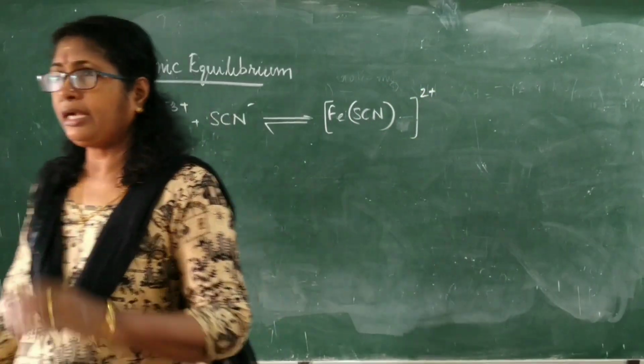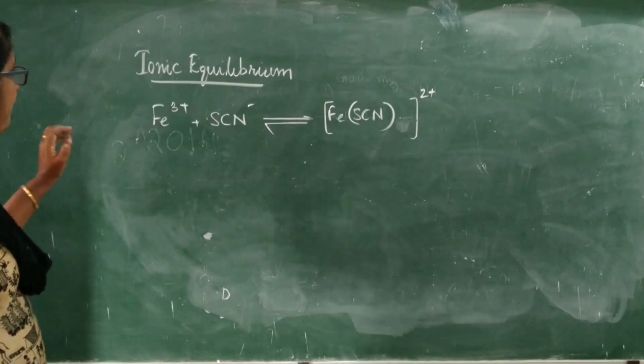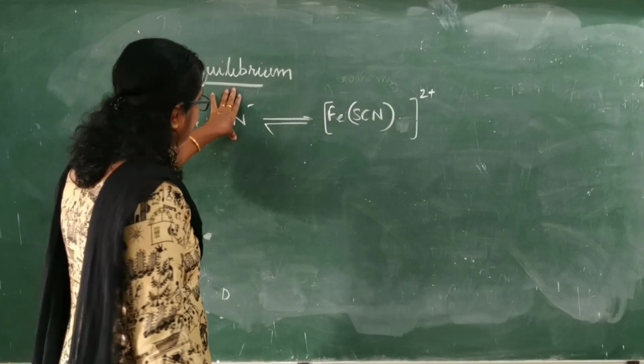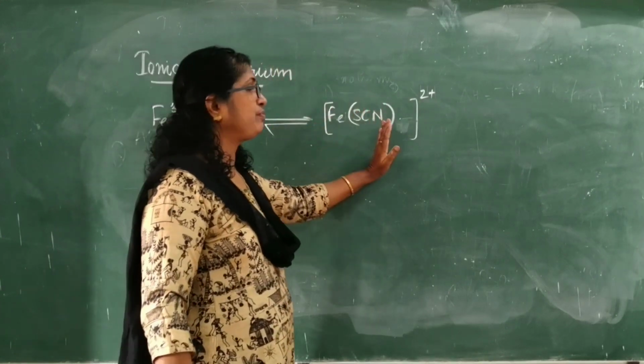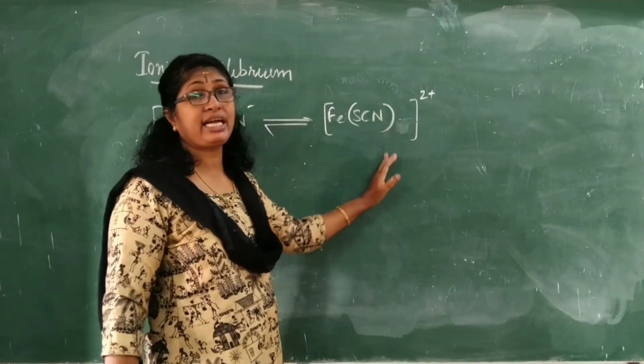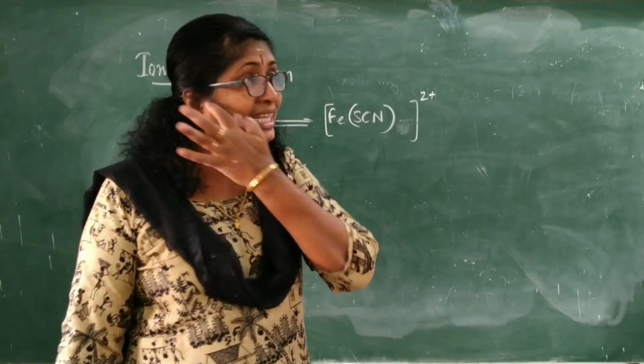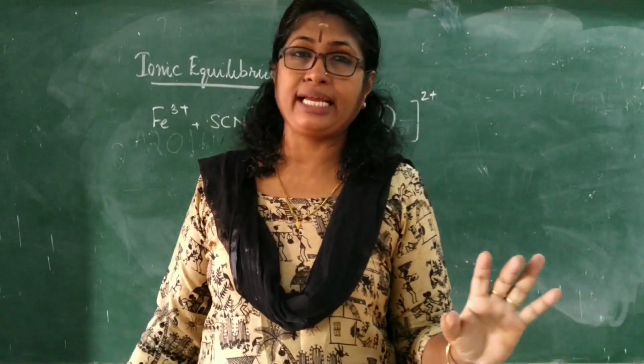This iron thiocyanate is an ionic equilibrium. Here, see, Fe3+ ions and thiocyanate ions are reacting to form a blood red colored iron thiocyanate, which is this color, this one. Here the ions are involved in the reaction.